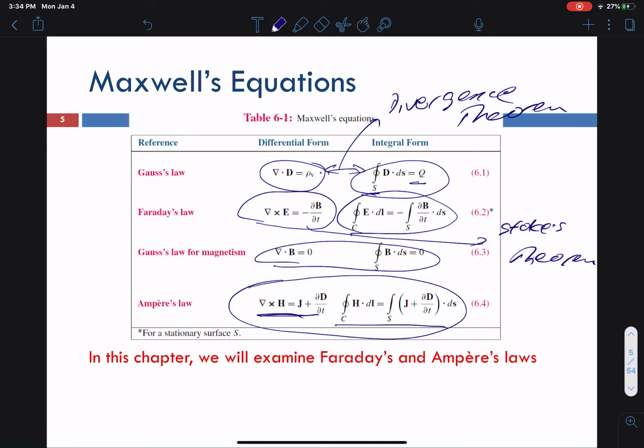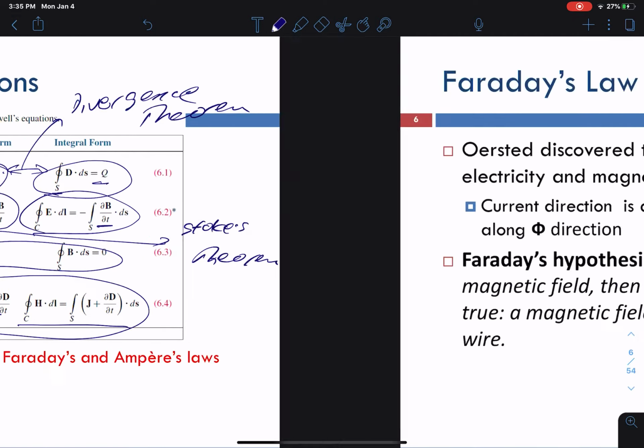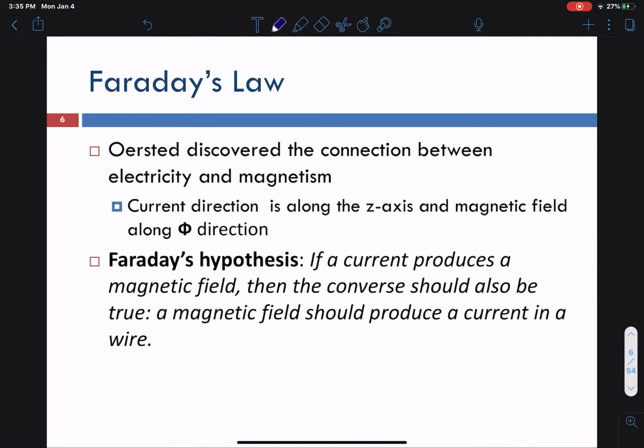We're going to talk about all four of them together in this chapter, because we cannot separate them when there is a time-varying component, when d by dt is not zero. If d by dt is zero, then electricity and magnetism are separate. The first connection between electricity and magnetism was discovered by Ørsted, who saw that a compass deflects when it comes close to a current-carrying conductor. That's the first observation he made.